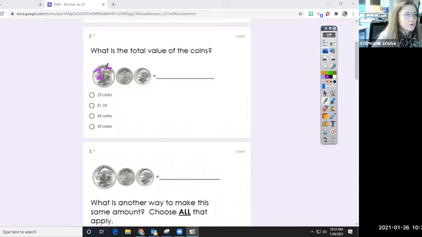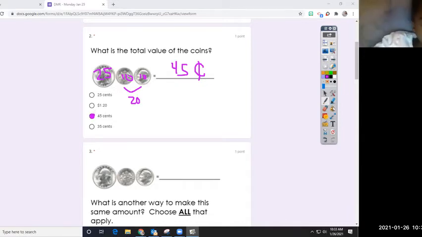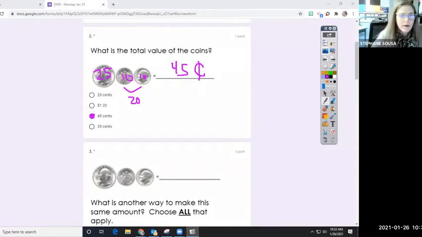All right, so quickly, since it's our first day reviewing, what is the total value of the coins? This quarter is worth 25 cents, 10 and 10. I know that 25 plus 20 is 45 cents. So your answer is 45 cents. Okay. Next up.